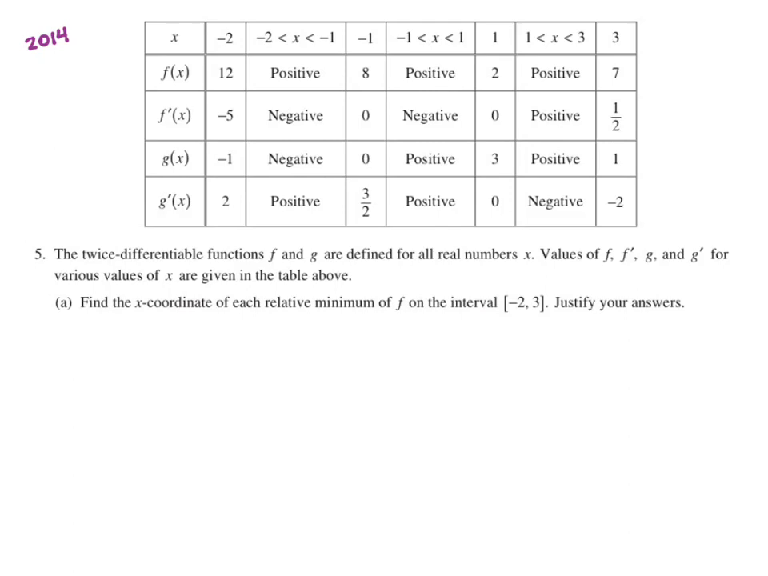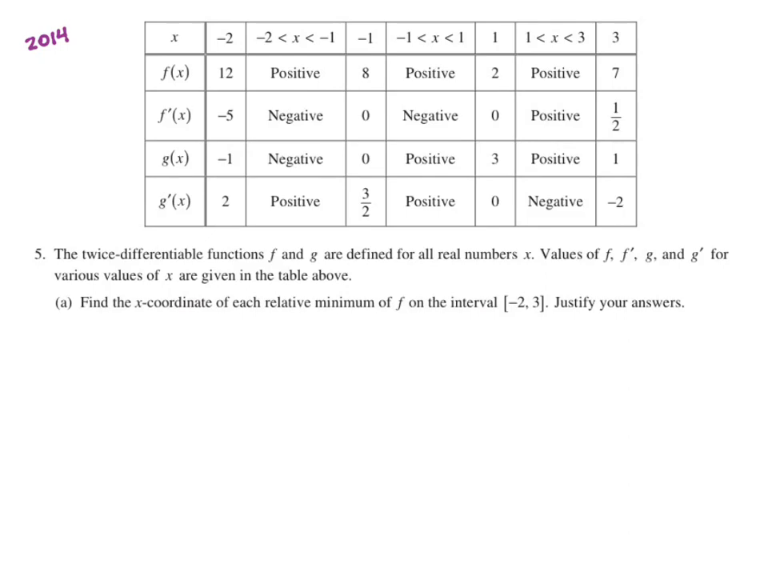Now remember, critical points are when f prime equals 0, when f prime does not exist, and at endpoints. Well, we can see here f prime always exists. It's -5 here, negative in this interval, 0, negative in this interval, 0, positive in this interval, and 1/2. So it always exists. The next step would be setting f prime equal to 0. We see that f prime is equal to 0 at -1 and 1.